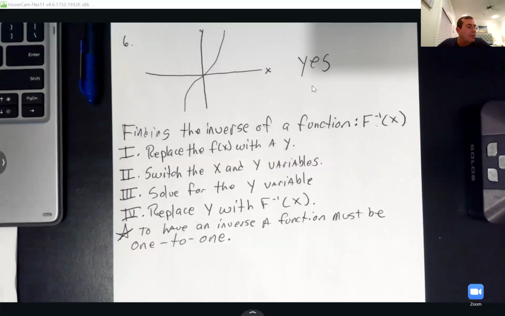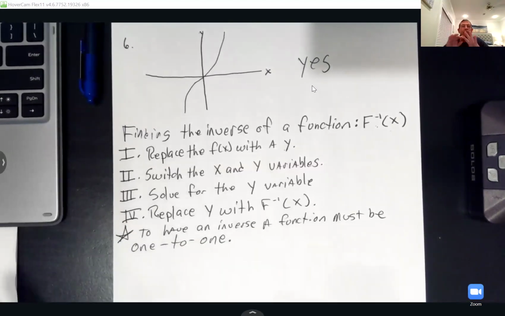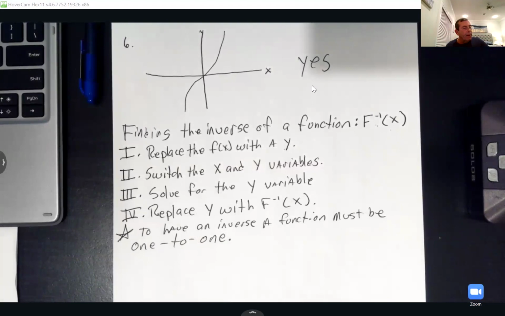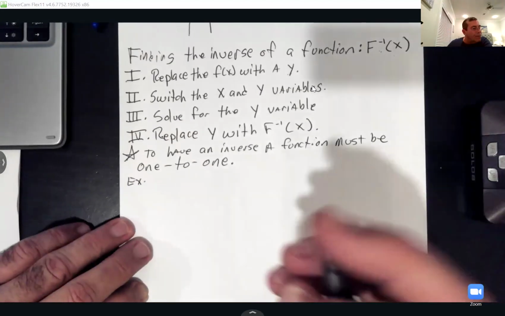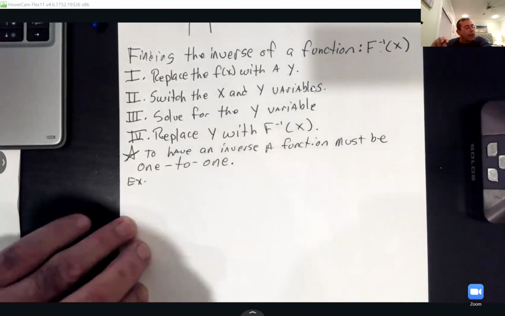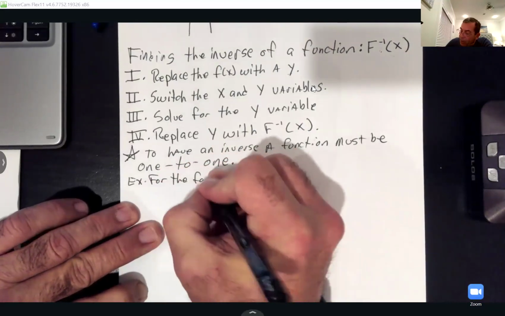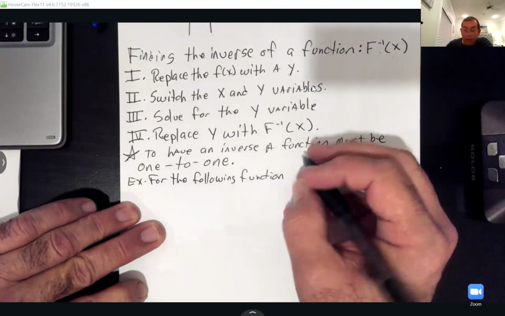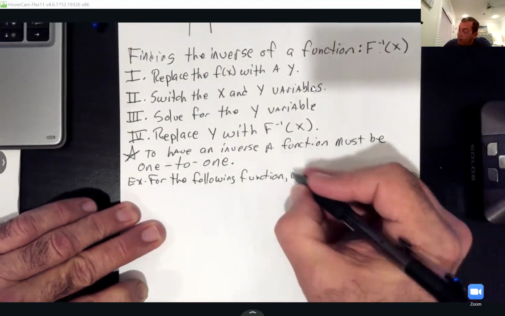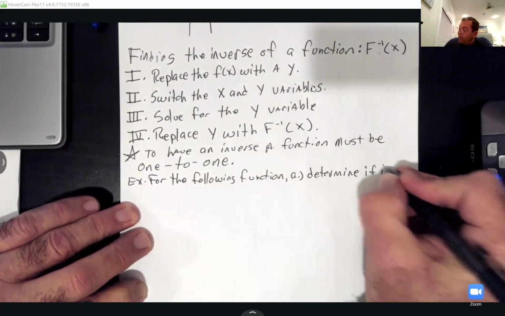So now I can tell you this: 7, 8, 9, 10, 11, and 12, these last six, they all are going to be one-to-one. So you're going to have to find the inverse for all six of these that are left. All right, so here we go. Let's start with number 7. Now, these exercises say, for the following functions, A, determine if it is one-to-one.